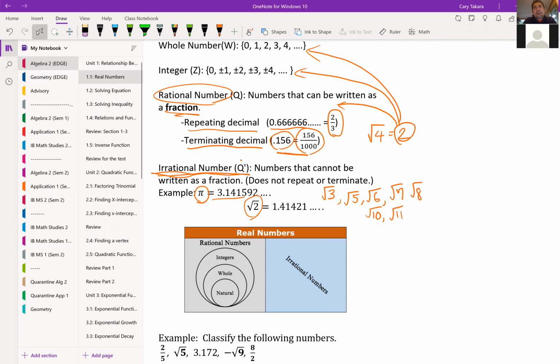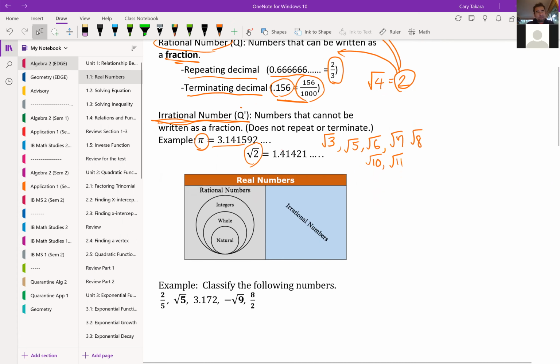Maybe some of you are wondering, well, so what? What kind of test questions am I going to ask you? Here are some examples. We're just going to classify.